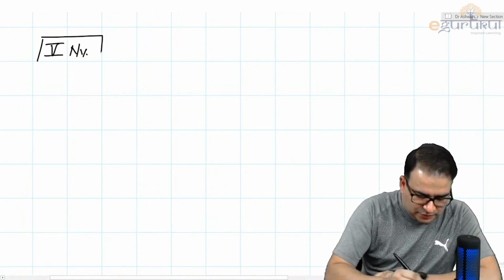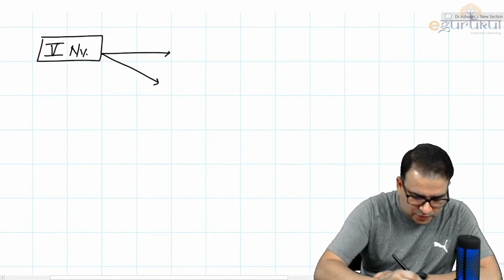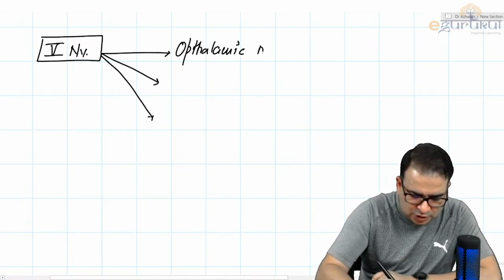But a trigeminal nerve is having three components. As we all know, there are three parts of the trigeminal nerve. We have ophthalmic division, or you can say ophthalmic nerve.